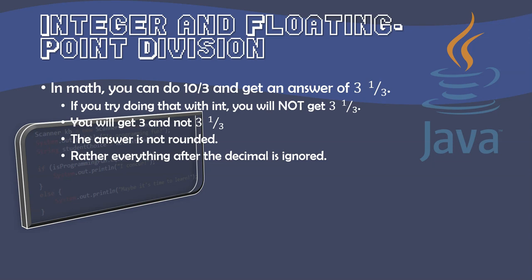Now, if you try doing that with an int in programming, we're not going to get 3 1/3. If we do that with double, we'll get 3.3 repeating. But with integers, we won't. Instead, we're going to get the value of 3 and not 3 1/3. Our answer is not going to be rounded. Instead, it's going to pretty much ignore everything after the decimal point.